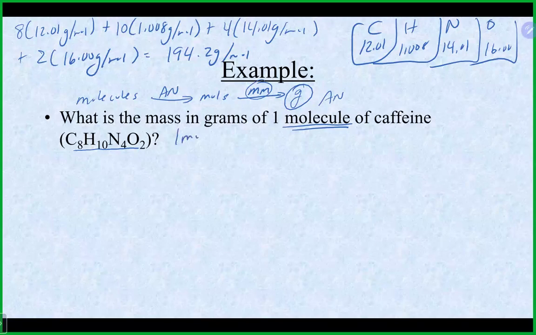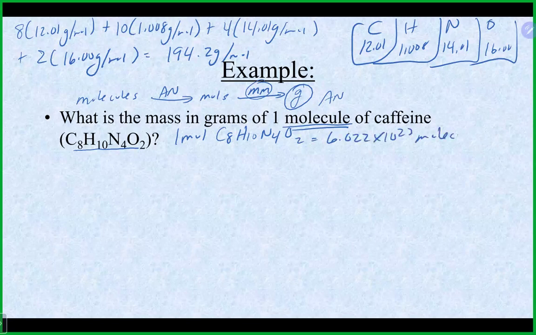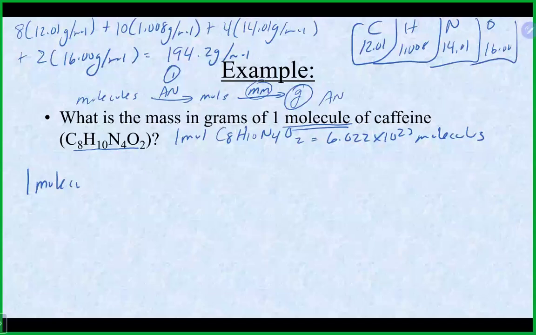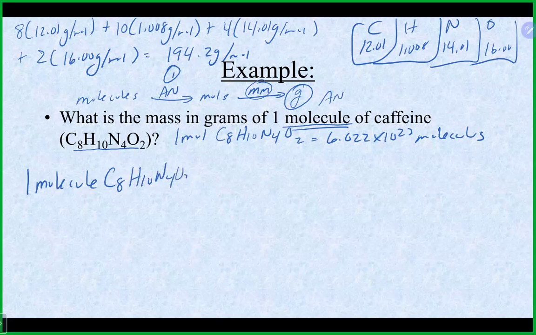So 1 mole of C8H10N4O2 is going to equal 6.022 times 10 to the 23, and these would be molecules here. So to start our calculation, we're going to take our first step here, molecules to moles. So we'll go with 1 molecule of our caffeine. Again, we go opposite, so we do need molecules on the bottom. That means Avogadro's number is going to go on the bottom because it goes with the molecules part of it.